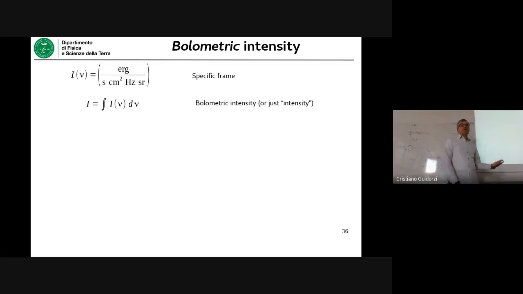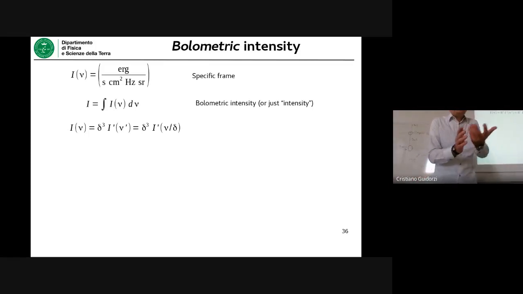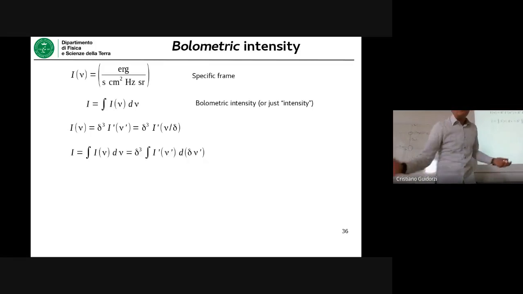How this quantity, this bolometric intensity, changes when I move from one frame to the other. Easy. Now that you know how I changes, we saw that it's just delta cubed I prime nu prime. You can work out that integral as if you were making a variable change, from nu prime is nu over delta. So you work out the very same integral.